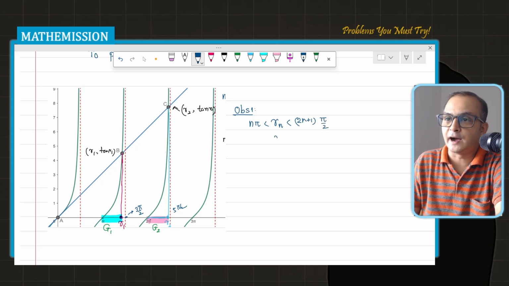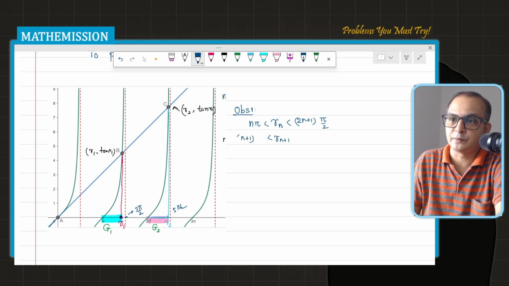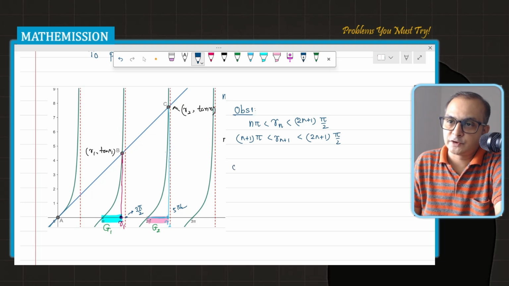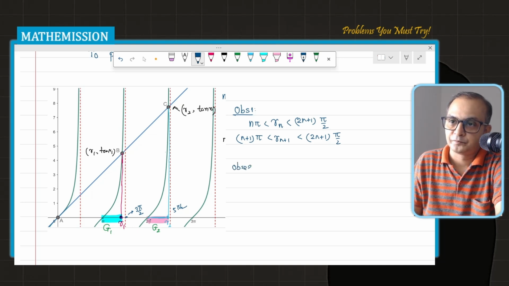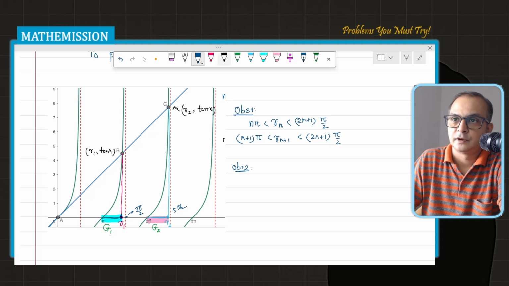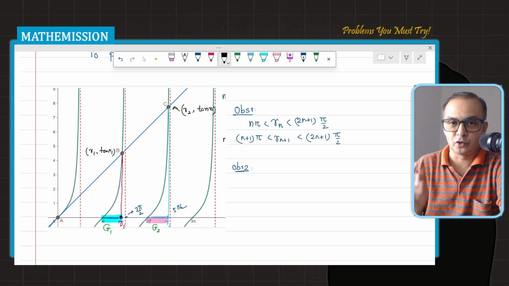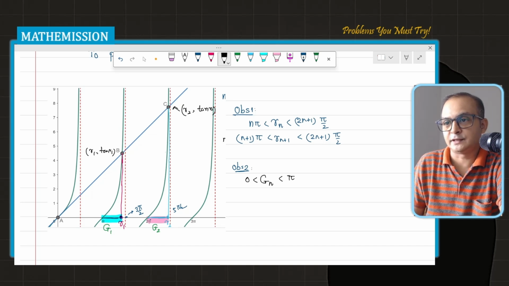So if you want to write Rn plus 1, it is lying between n plus 1 pi and 2n plus 3 pi by 2. Okay. The second observation: you can see that for whatever root you take, the gap never goes beyond pi by 2. I mean to say that the gap gn is always lying between 0 and pi by 2. How am I saying that? Let's see.